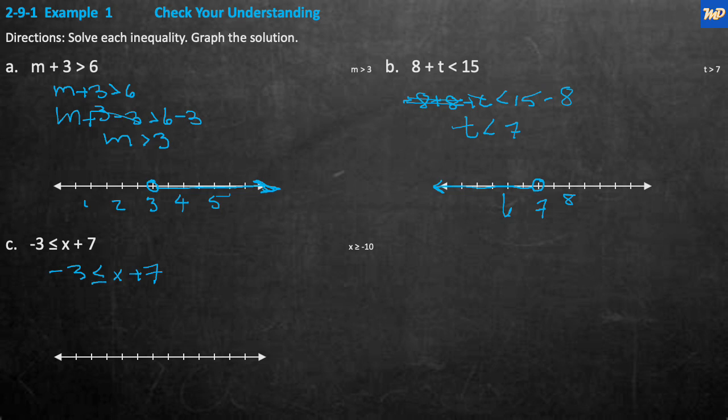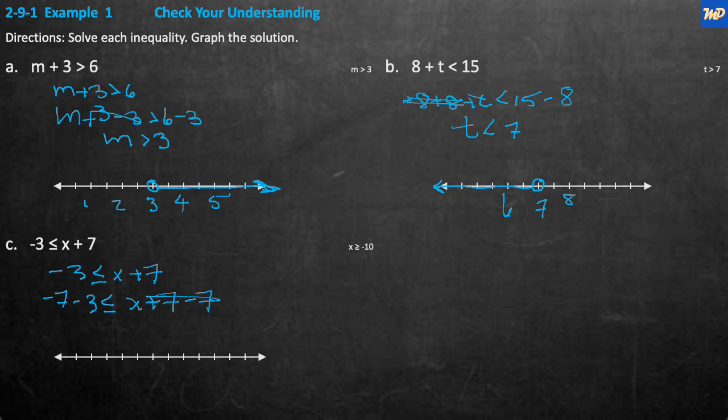So x is not by itself. There's a plus 7 with it. We have to move that plus 7 out of there. In order to do that, we're going to add a negative 7. So we're going to rewrite this thing. We're going to say negative 7 minus 3 is less than or equal to x plus 7 minus 7.